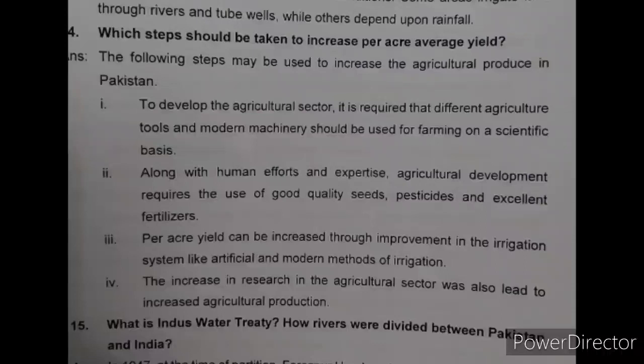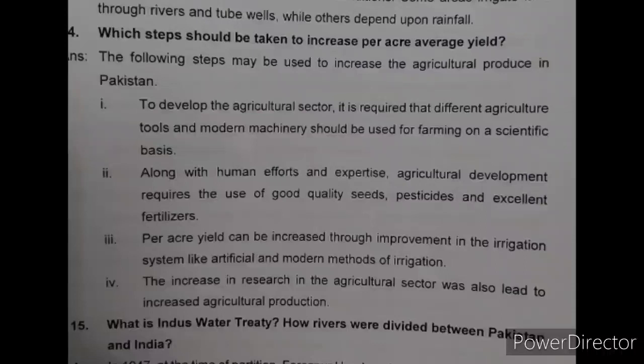And the next question is question number 14. Which steps should be taken to increase per acre average yield? The following steps may be used to increase the agriculture produce in Pakistan, and these products can be increased when we take these steps to develop the agriculture sector.